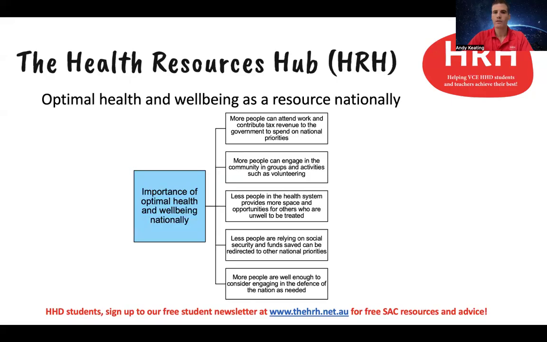So then beyond an individual, you could be asked about optimal health and well-being as a resource nationally. And so nationally, obviously, we're talking about for a country. So the question is most likely going to be focusing on Australia. And so what does it mean, or how does a country benefit if there are large numbers of individuals within that country that have high levels of health and well-being? So you can see a few examples here. So the first one is talking about more people are able to attend work, and therefore that contributes to tax revenue to the government, and then the government can spend that on national priorities, and they might be things like education or infrastructure or healthcare. So you can see through that example that if lots of people have high levels of health and well-being, okay, then the country benefits.